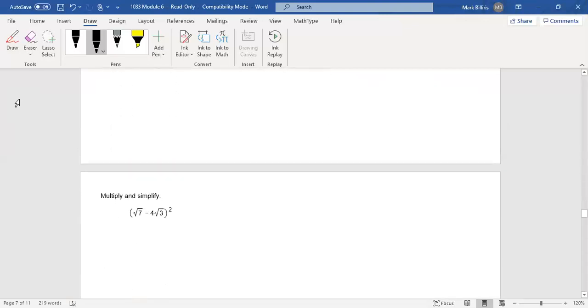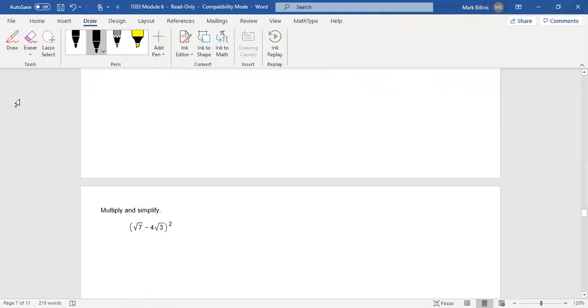The next problem. So here we have the quantity, the square root of 7 minus 4 square roots of 3, squared. This does not mean we square each one individually. When you have the square on the outside of a binomial, what that means to do is you take the binomial, which is square root of 7 minus 4 square roots of 3, and multiply it times itself. So in order to do so, we use the distributive property, or some of you call it the FOIL method.